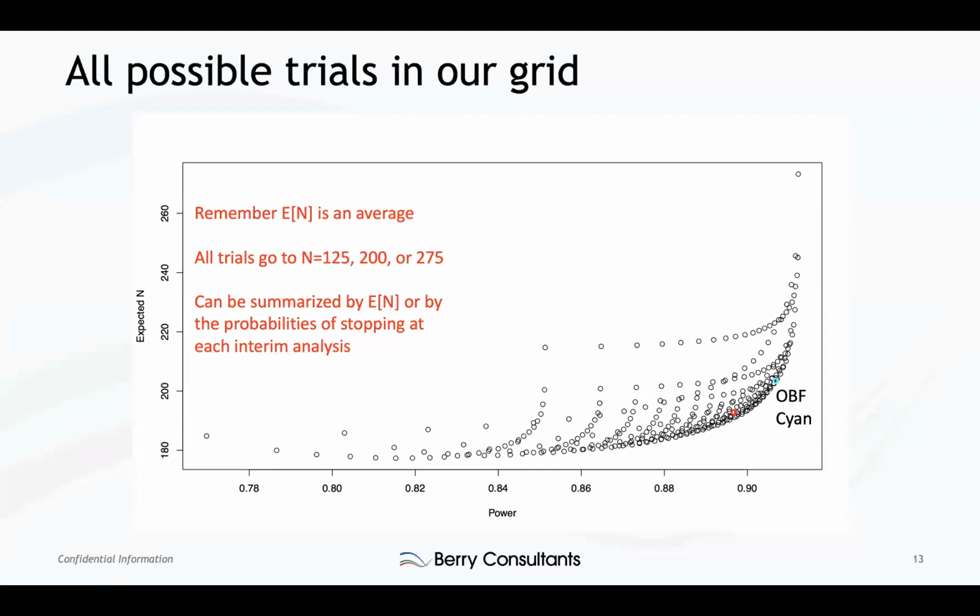That doesn't mean that all my trials are going to be size 206. Some are 125, some are 200, some are 275. And of course, there's a probability of that. So there's some proportion of trials that go to 125, some to 200, some to 275, and the expected N is an average over all those possibilities.